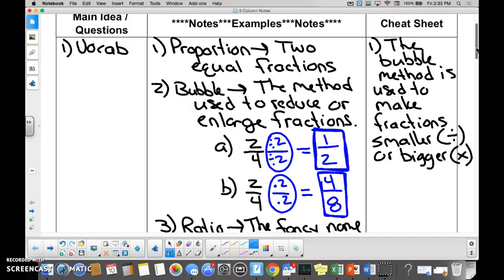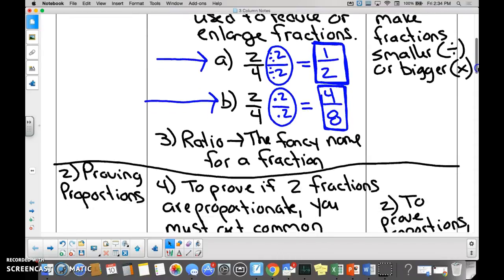So in this instance right here, did we make the fraction 2/4 bigger or smaller? Smaller. We made the number smaller. The fraction actually stayed the same. In this situation, do we make 2/4 bigger or smaller? Bigger. Because we multiplied, right? So division shrinks, multiplication enlarges the numbers. Okay? That was our cheat sheet idea too.